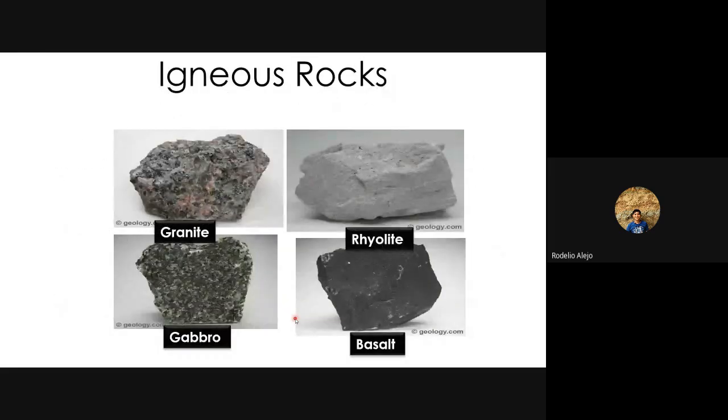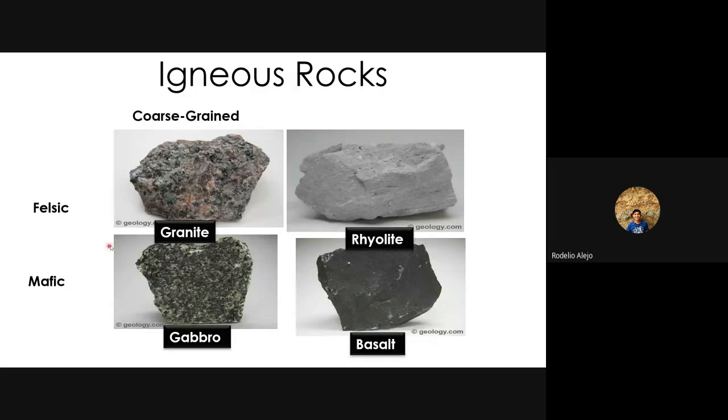So these are examples of igneous rocks. We have granite, rhyolite, gabbro, and basalt. As you can see here, the upper portion is lighter in color, which will be identified as a felsic igneous rock. Okay, when we say felsic igneous rock, these are common light-colored igneous rocks, wherein the dark-colored ones, such as the gabbro and basalt, are identified as mafic igneous rock.